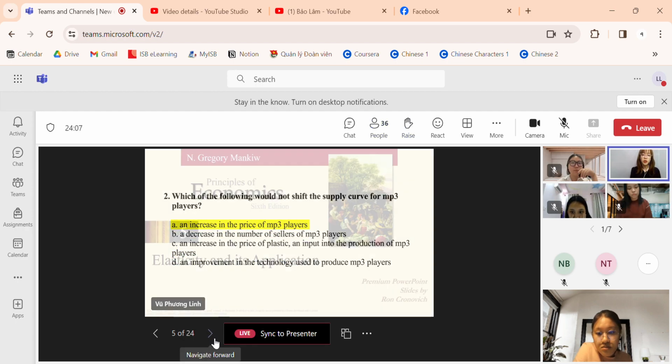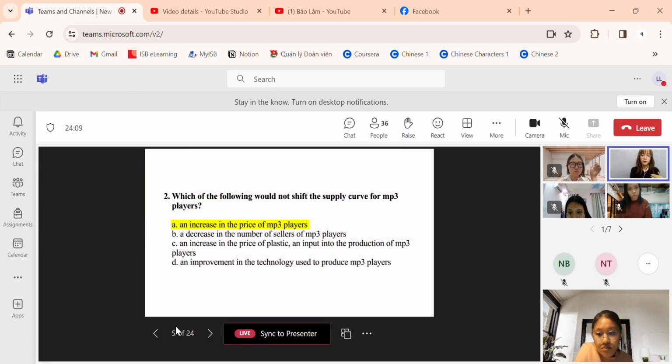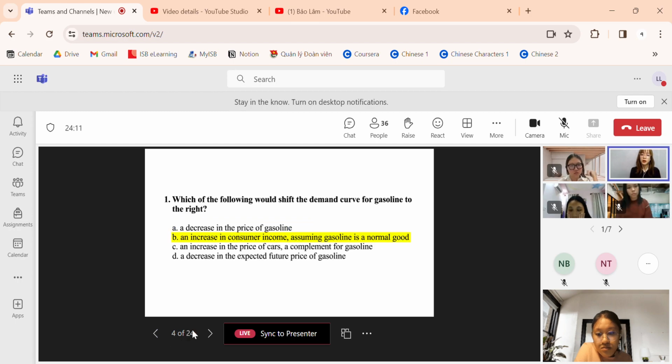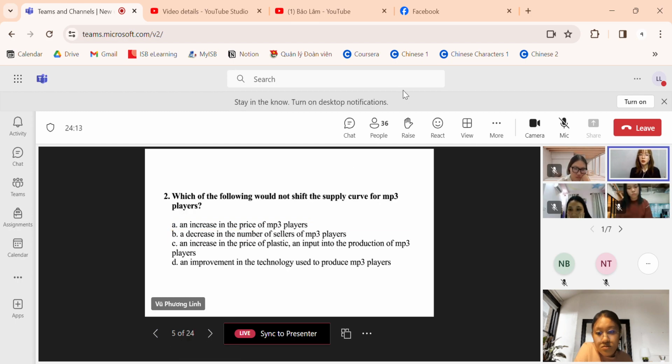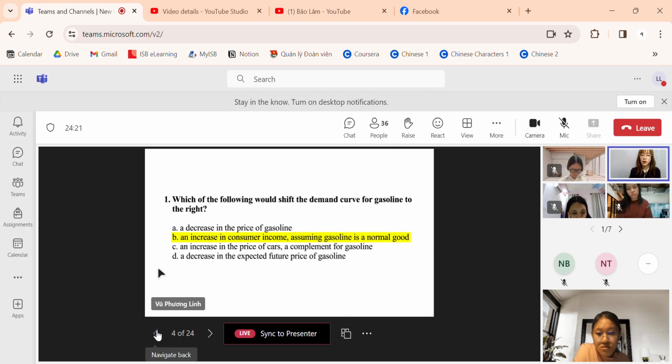Or like the quantity of cars demanded will be lower. And then as they demand fewer cars, they may demand less gasoline, because we need gasoline for cars, for transportation. All right. And at the end of the day, so to the left, not to the right. Lastly, a decrease in the expected future price of gasoline. So we know that the price of gasoline in the near future will be lower than today.